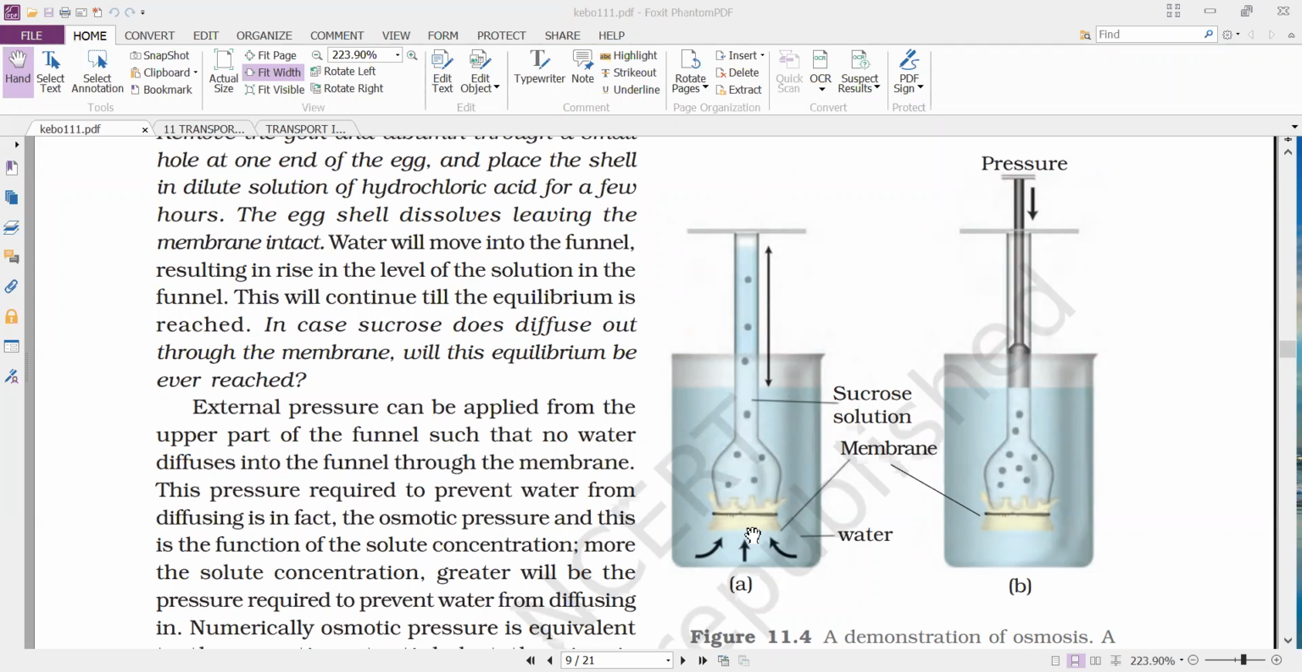So the concentration of the water present in the beaker will not change, but the concentration of the sugar solution present in the thistle funnel will decrease gradually because of the addition of water. But still it has lower water potential than the water present in the beaker. So continuously the water will enter into the thistle funnel through the membrane from the beaker. So equilibrium is never attained in this condition.